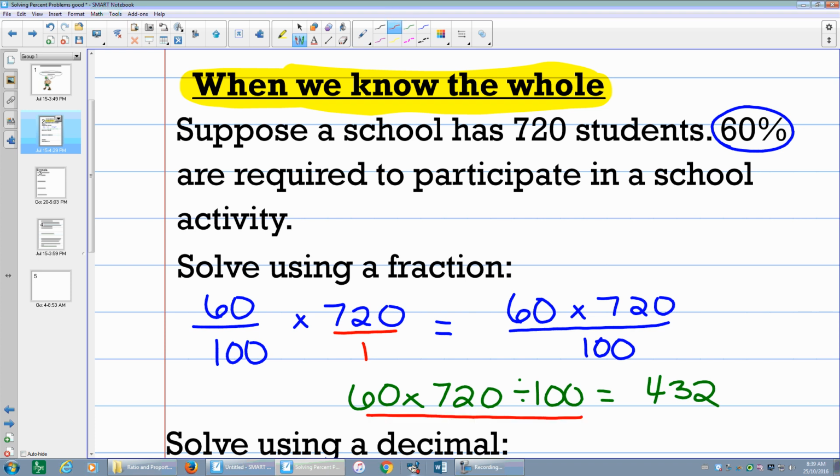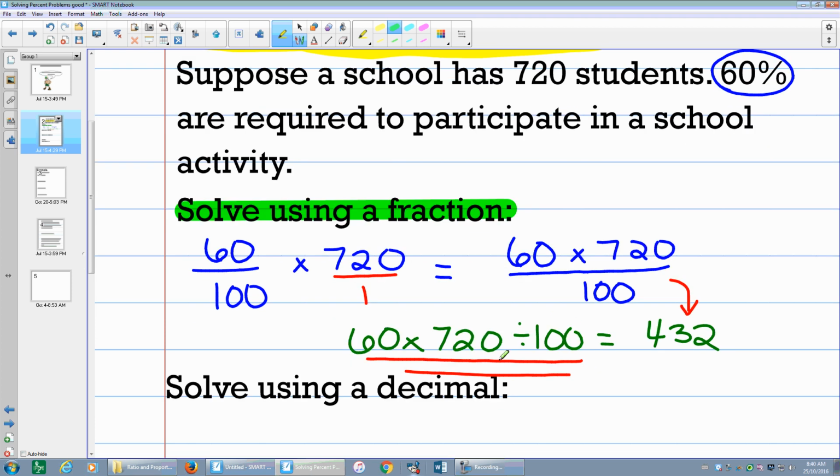Do I need to see this step here? No, I'm just writing that out so you know what to type into your calculator. You can go right from this blue line right to 432. So what that's talking about is that there are 432 students that are going to participate in this school activity. So that's using a fraction. So I'm going to highlight that, using a fraction. And anytime we use the fraction, you'll follow the same steps. Multiply the top numbers and divide by 100. It will always be those steps.